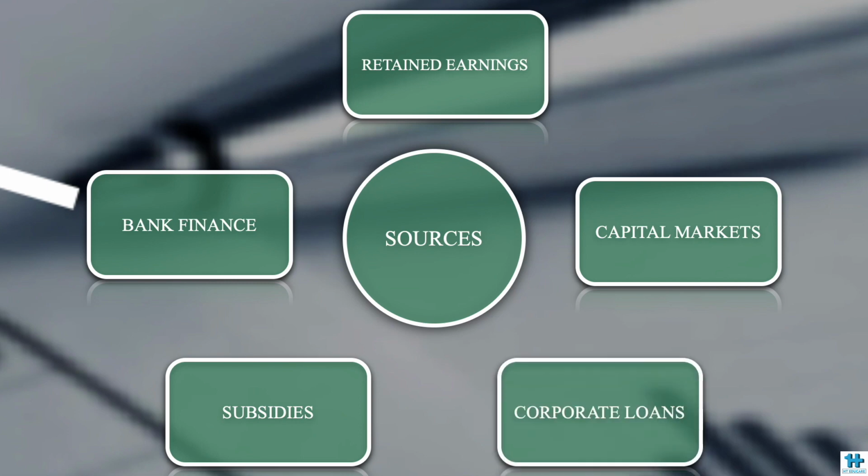Fifth, corporate loans. These are the money raised by businesses in the form of loans. They are called by different names such as bonds, debentures, or deposits. These can be secured or unsecured and could be for short-term, long-term, or perpetual term. It can be raised by private placement or public issue.